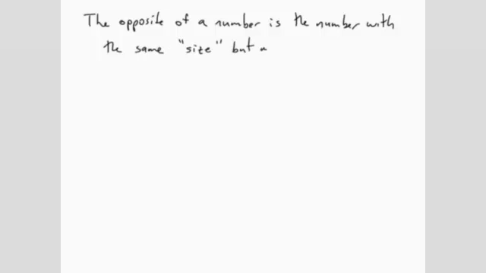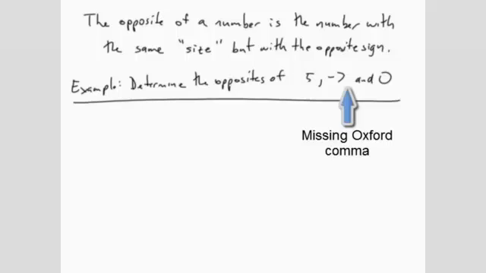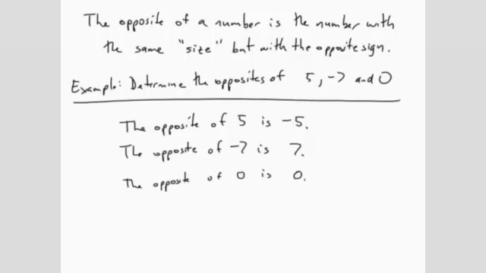The opposite of a number is the number with the same size, but with the opposite sign. Example, determine the opposites of 5, -7, and 0. The opposite of 5 is -5. These two numbers have the same size, but one is positive and the other is negative. The opposite of -7 is +7. Once again, they have the same size and different signs. The opposite of 0 is itself, 0.